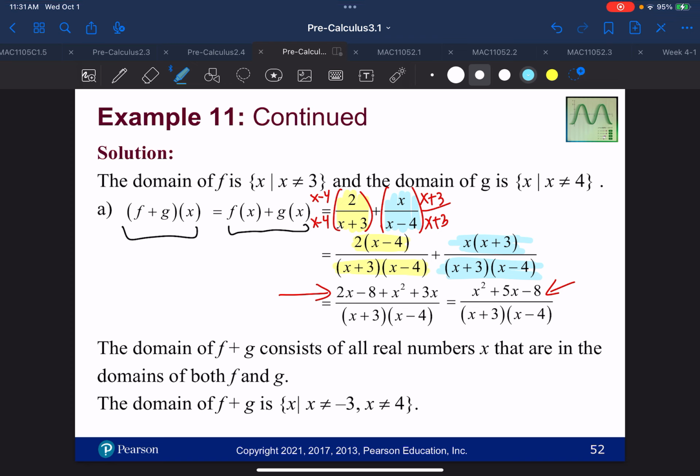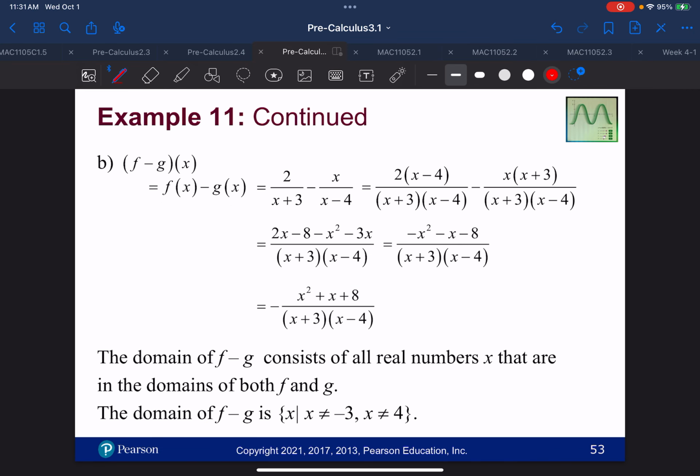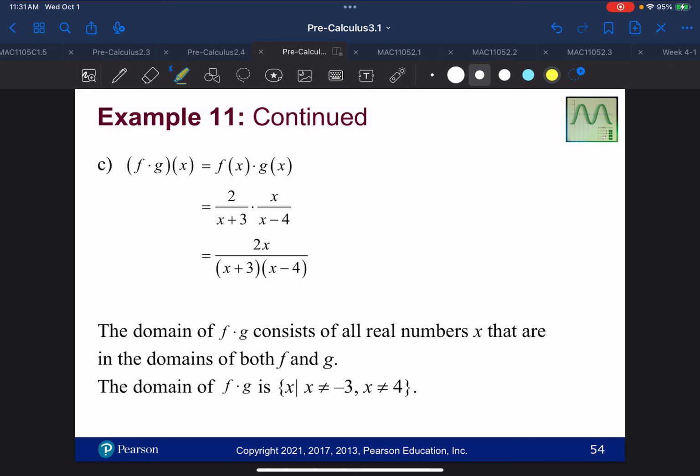So now what if they ask us about the domain? Well, the domain of this function has to exclude -3 and 4, since that makes the denominator equal to 0. So therefore, the domain of f plus g is the set of all numbers x except for -3 and 4 because of that denominator. Okay, f minus g I'm not going to do. You get the same thing for the domain. F times g, you're just multiplying the two functions together. And the domain of that would, again, still be the same. Can't equal -3 or 4.